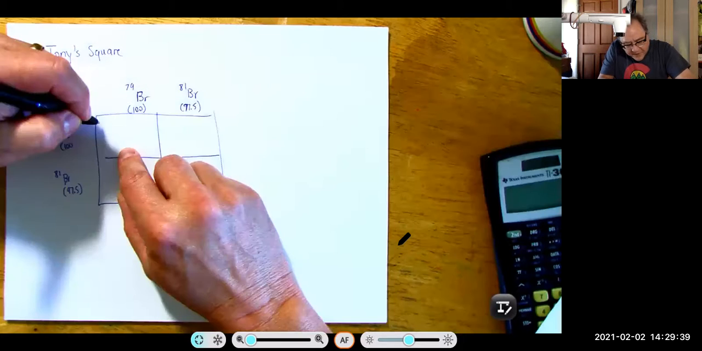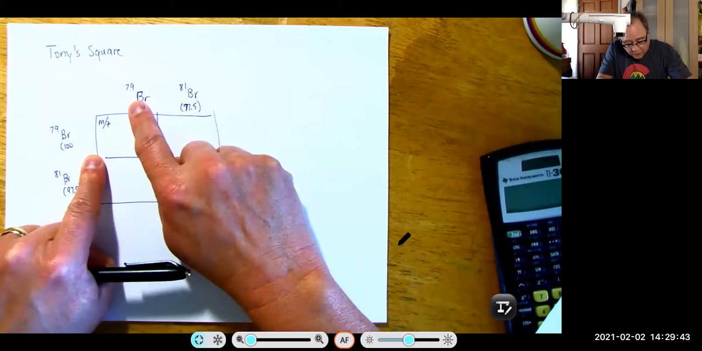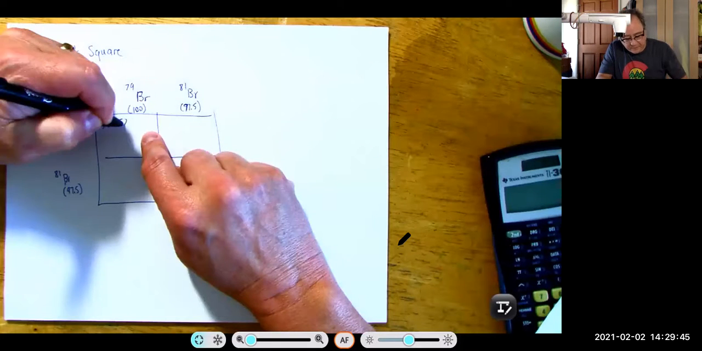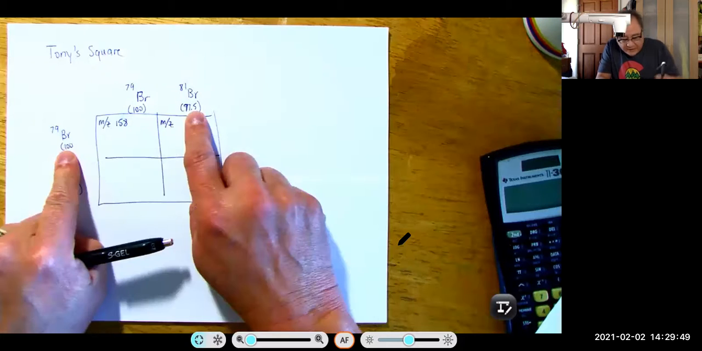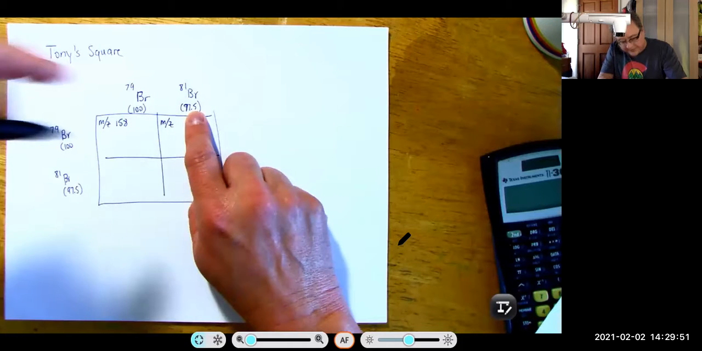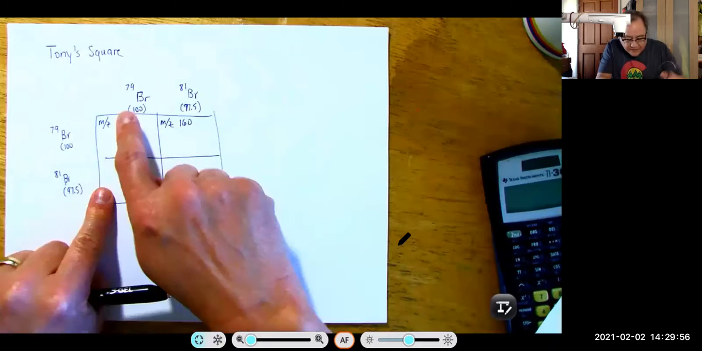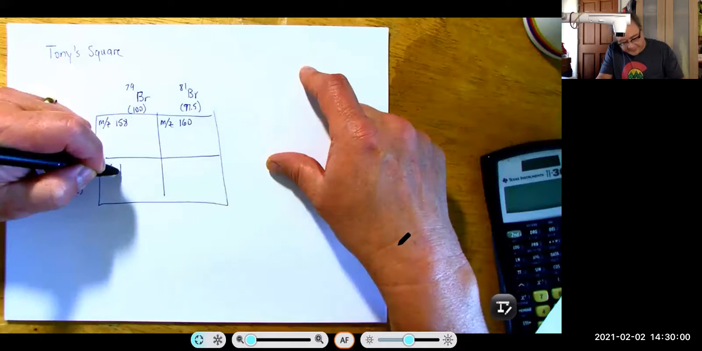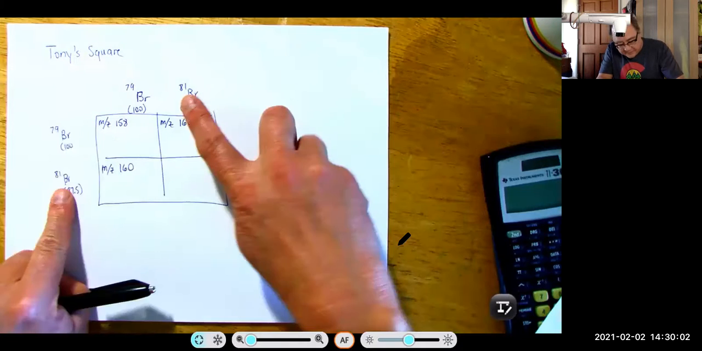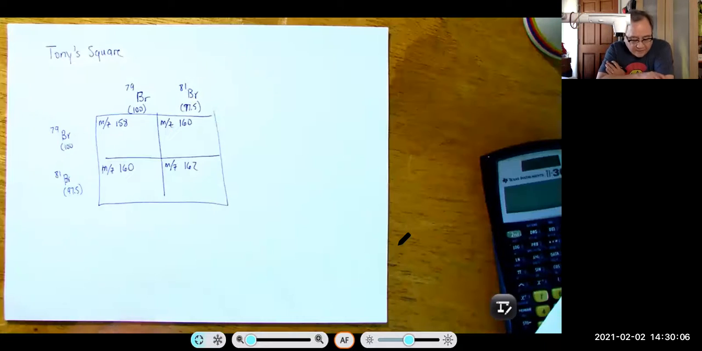So what is the mass to charge going to be if you have a 79 and a 79? 158. What's the mass to charge going to be if you have a 79 and an 81? 160. What is the mass going to be if you have an 81 and a 79? 160. And an 81 and an 81? 162. So that's the beginning of our Tony square.